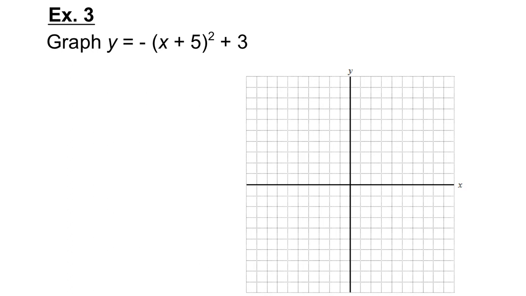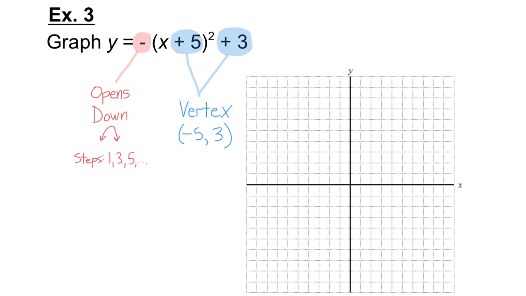I have to think about things like where is the vertex, which direction does it open, and what is the step pattern. If I can answer all those things, then I can make a pretty accurate graph of my function. Because I have the vertex form, I know that these two numbers that I've highlighted in blue tell me the location of the vertex. Also, because I have a negative a value, that tells me that my graph opens down.